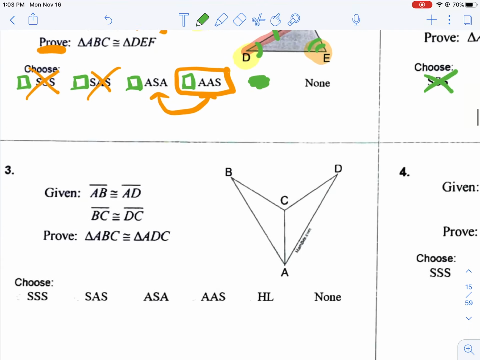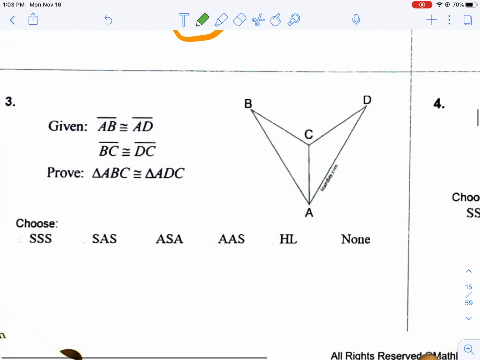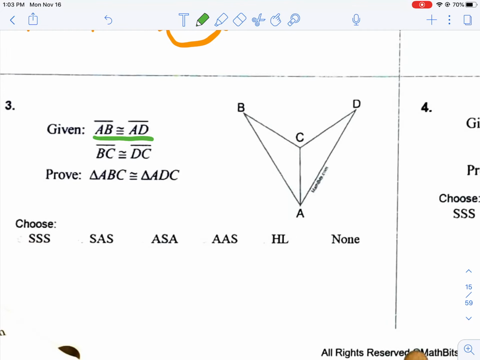Okay, let's tackle a few more and then I'll give you guys some homework. So this is another important idea, my wonderful students. AB is congruent to AD. So again, we're trying to show these 2 triangles are congruent.